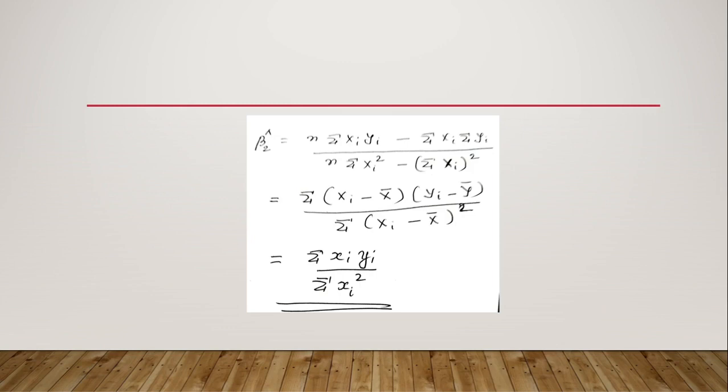So beta 2 hat is equal to sigma xi yi divided by sigma xi square, where small xi is equal to capital Xi minus x bar and small yi is equal to capital Yi minus y bar. So this is the equation used to calculate the value of beta 2 hat.